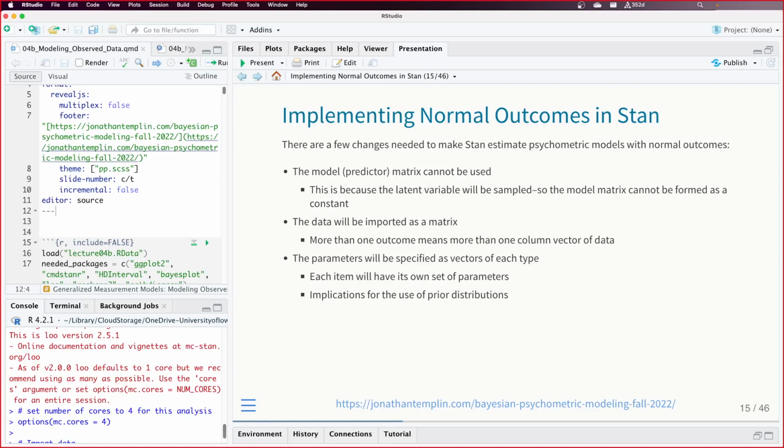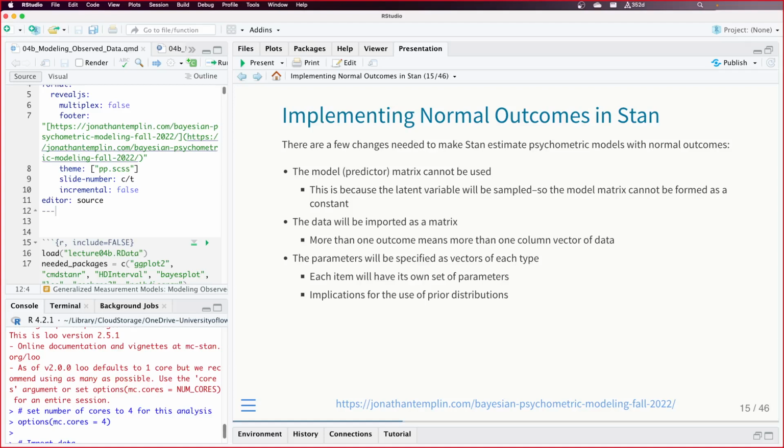So we can't use the model matrix because every step of the chain, the model matrix is changing, right? Remember that continuous predictor was a column of X, right? So we have to change that. We can't use a predictor matrix. We're going to import data as a matrix. Before we just had a column of Y. Now we have 10 Ys. So instead of having a column vector of Y, we'll have a matrix for Y.